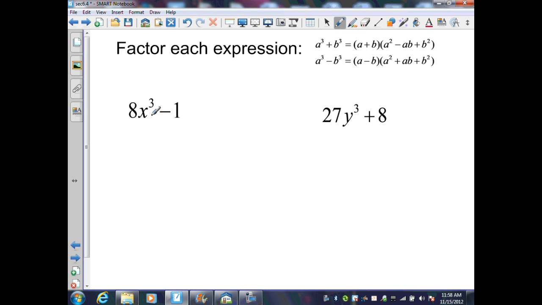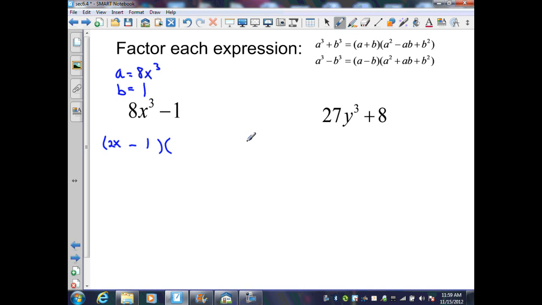Here, my first term is 8x cubed. So my A for my difference of cubes is going to be 8x cubed. My B would be a 1. I just know it's a difference, so I'm going to use this format. Therefore, I need a binomial, and my A is taking the cube root of this, so the cube root of 8x cubed is going to be 2x. 2 times 2 times 2 is 8. x times x times x is x cubed. Then I'm going to have a minus sign because I have difference of cubes. And the cube root of 1 is 1.